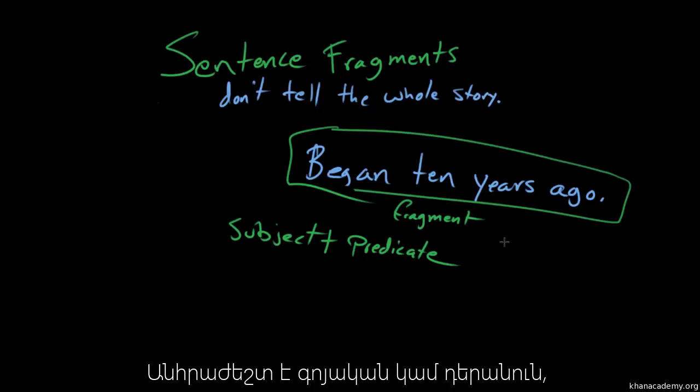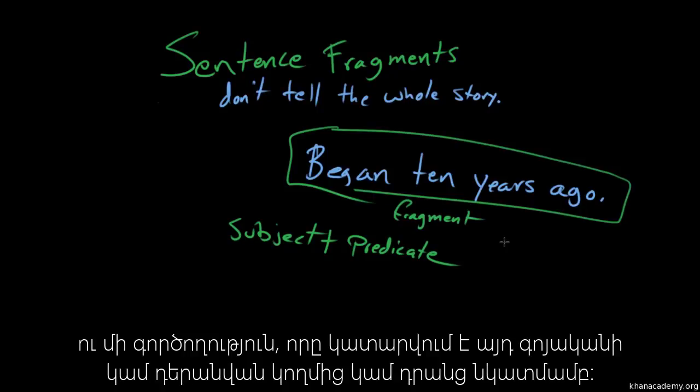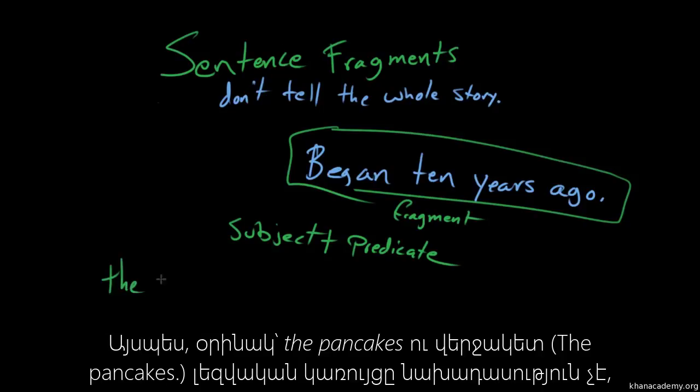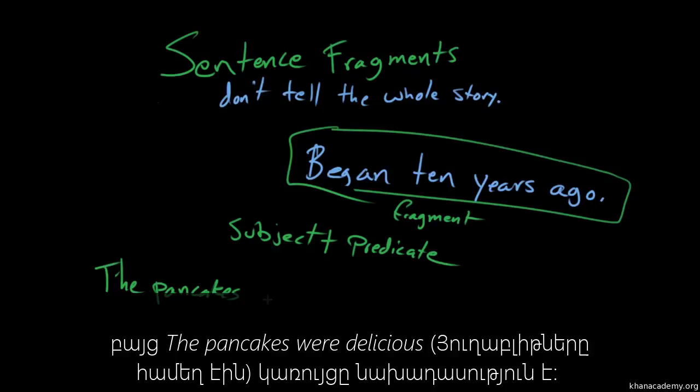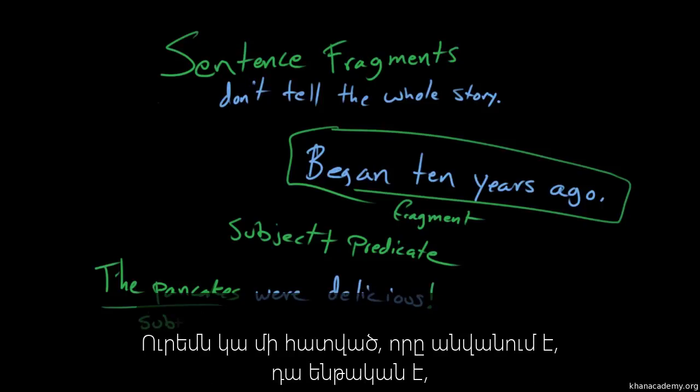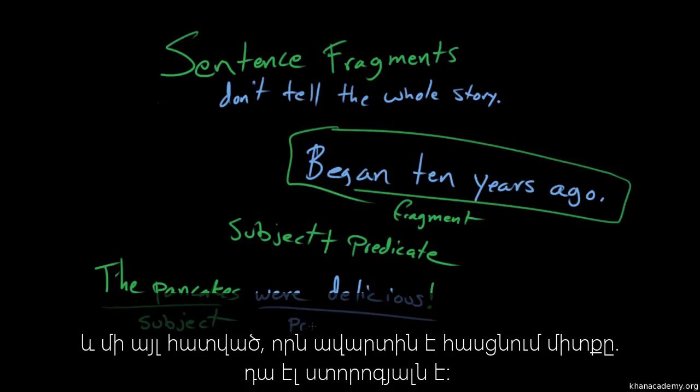So you need to have a thing, like a noun or a pronoun, and then you have to have something happen to that noun or pronoun, or something performed by that noun or pronoun. Right, so like the pancakes, period, is not a sentence. But the pancakes were delicious is. So you've got a part that names, that's your subject, and then you've got the part that finishes the thought. That's your predicate.